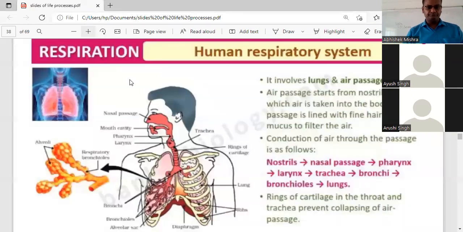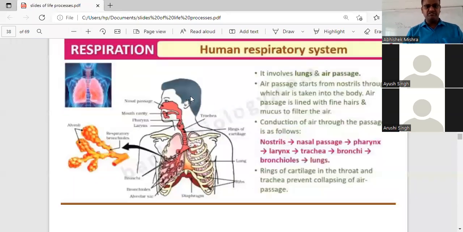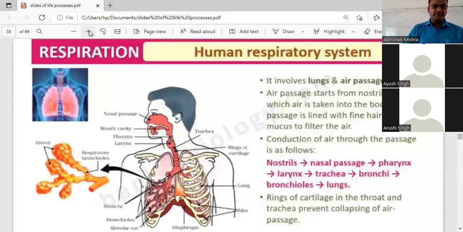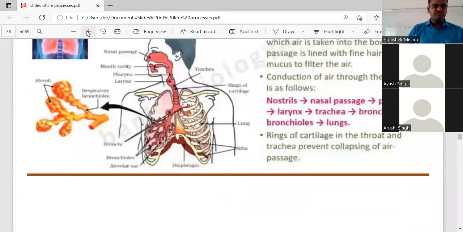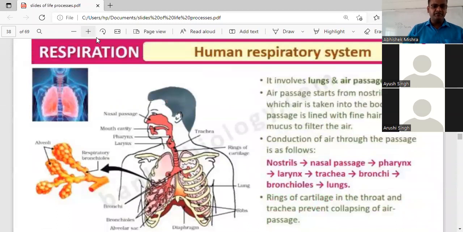Now all of you, yes, the diagram is highlighted over here regarding the human respiratory system. The human respiratory system definitely involves lungs and air passage. The air passage starts from the nostril, through which air is taken into the body. And the air passage is lined with fine hairs and mucus to filter the air. Now, all of you look at the diagram. Let me enlarge it. Yes, you can see the diagram very well.